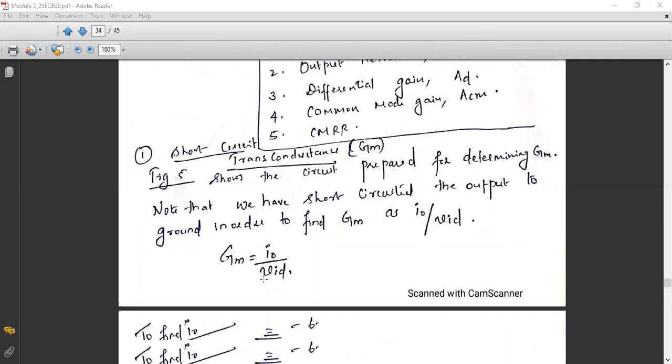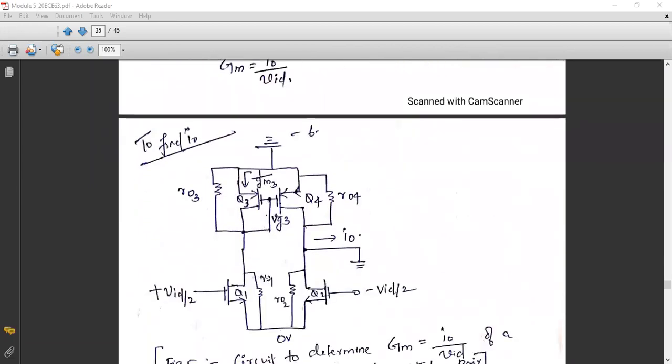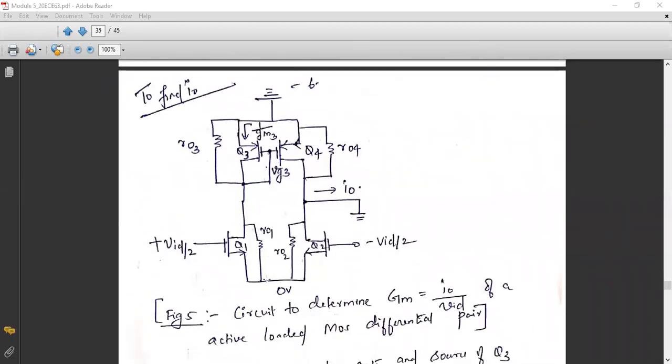So if you have written this, now you can draw the circuit diagram which is used to determine the ratio I0 to VID. That is nothing but your GM. Yes, please, I'll give you 2 minutes. You can start drawing. This is the circuit diagram which we have used for determining the transconductance.